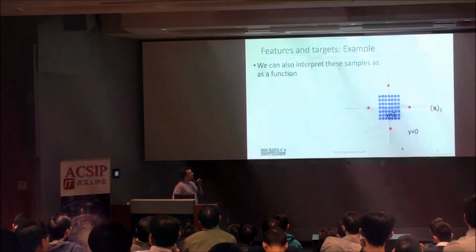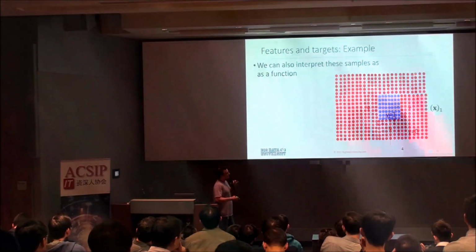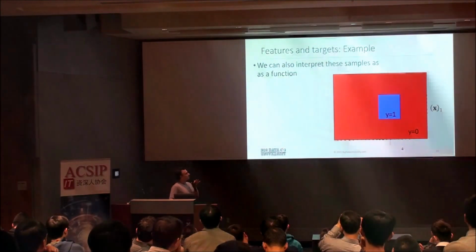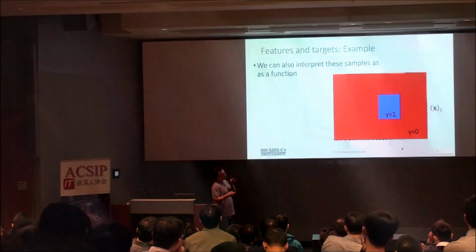So the question is, do we have enough samples? And that's a question I'm not going to get into. But basically, we're trying to approximate a classification function. So it looks something like that, where y equals 0 and it's red, and blue y equals 1.